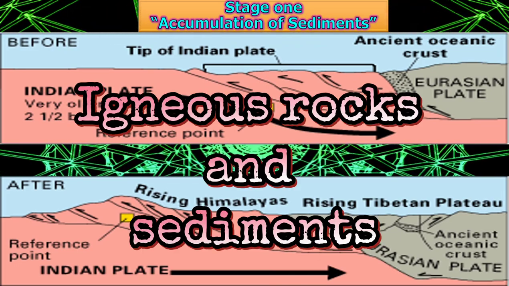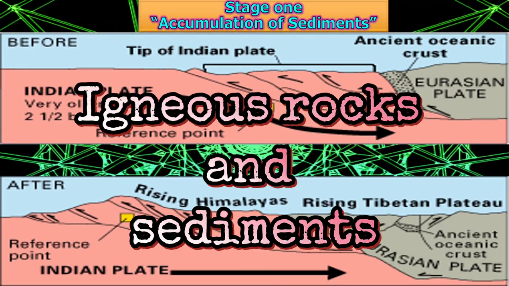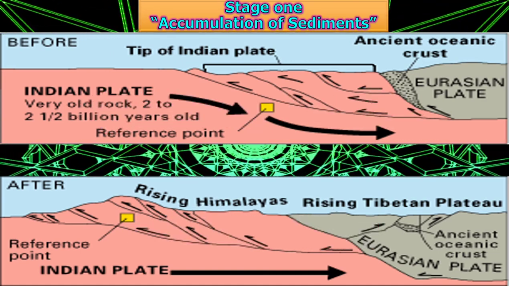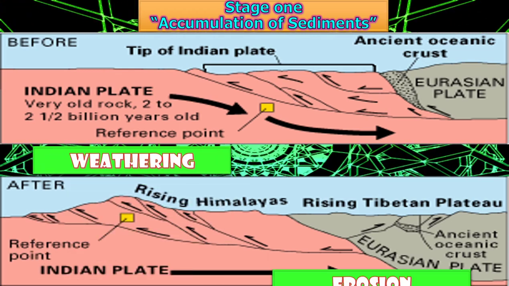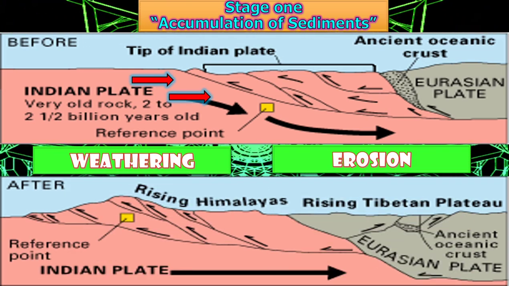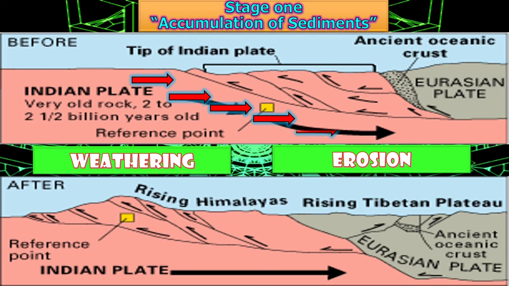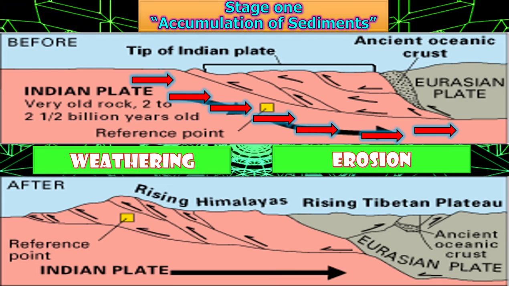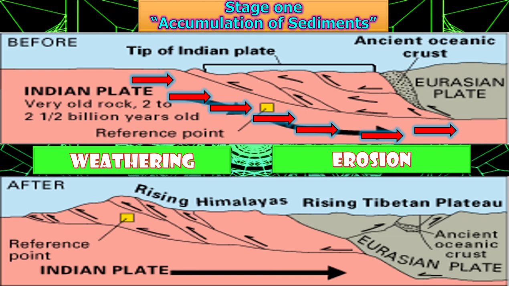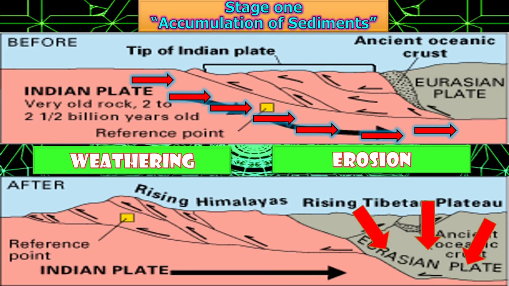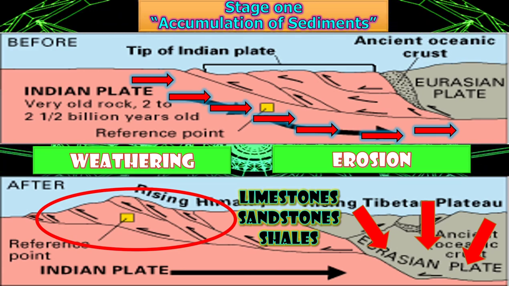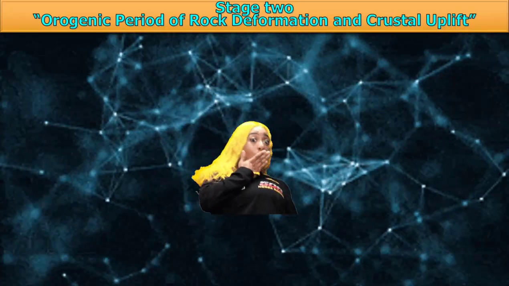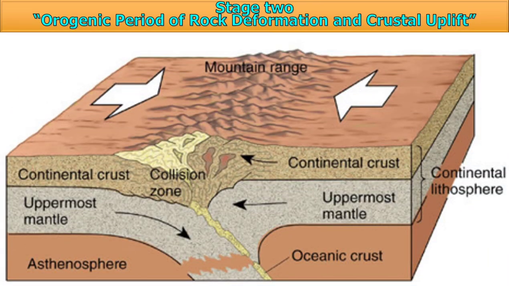First, the accumulation of sediments. Mountain belts are composed of igneous rocks and sediments. These accumulated layers can reach up to several kilometers in thickness. Through weathering and erosion, particles are released from rocks and sediments are transported to the edge of the continental crust. Beyond the edge of the continents, these elements are lithified to produce limestones, sandstones, and shales that compose the continental shelves. Next is the orogenic period of rock deformation and crustal uplift.